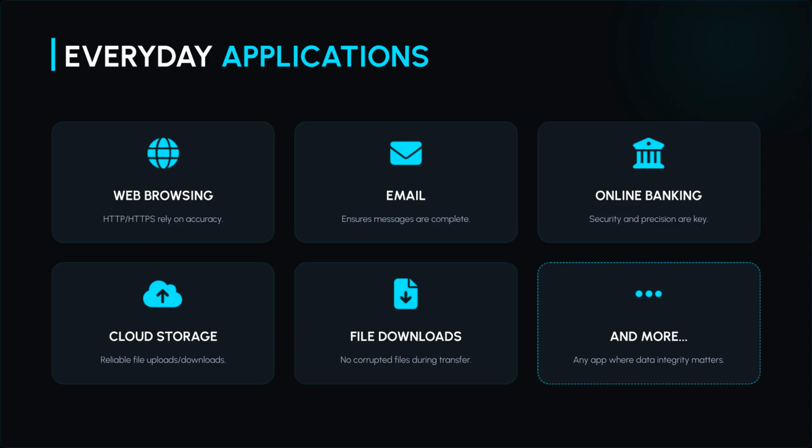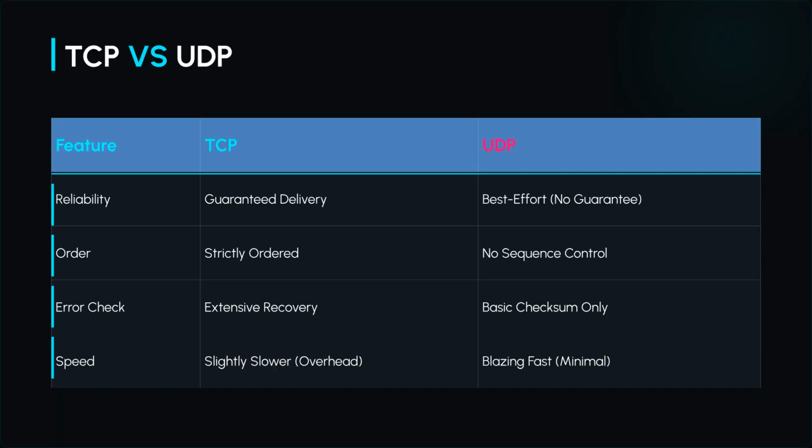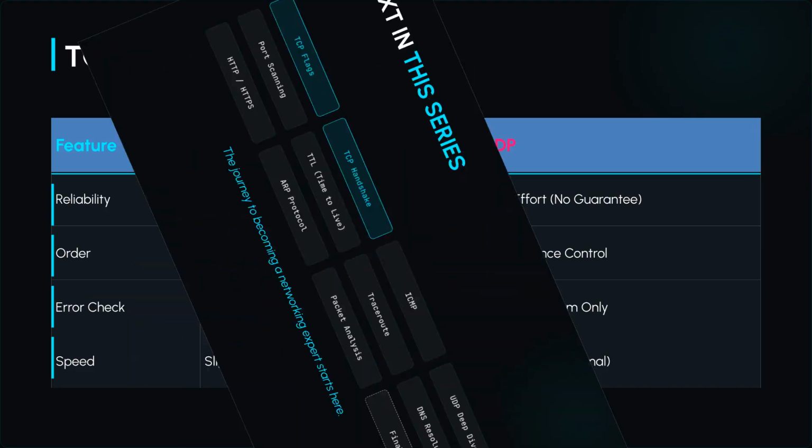When comparing TCP to UDP, TCP prioritizes reliability and ordering, though it's slightly slower due to the extra overhead. UDP, however, is designed for speed, operating on a best effort basis without those strict guarantees.